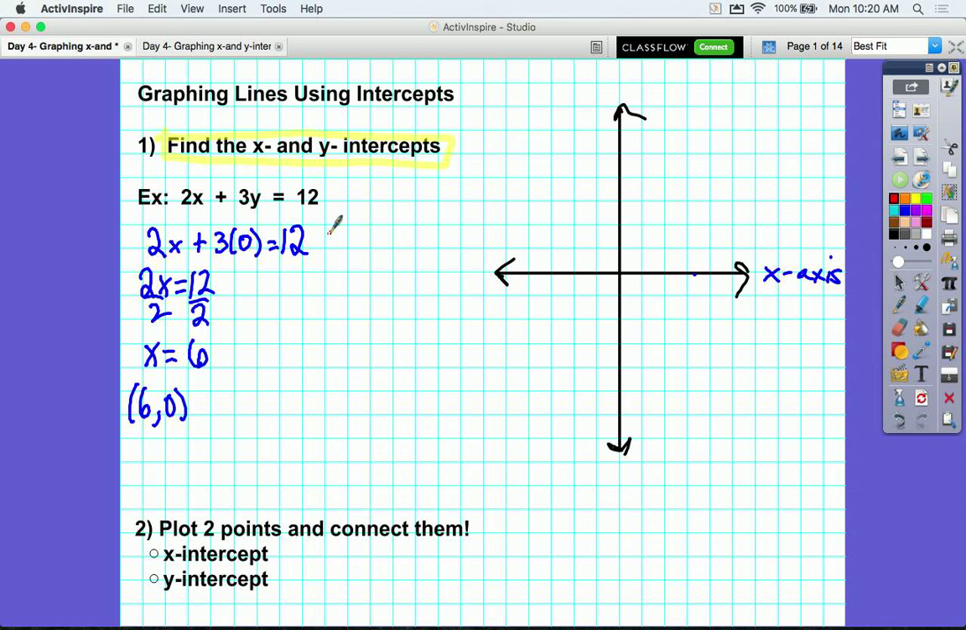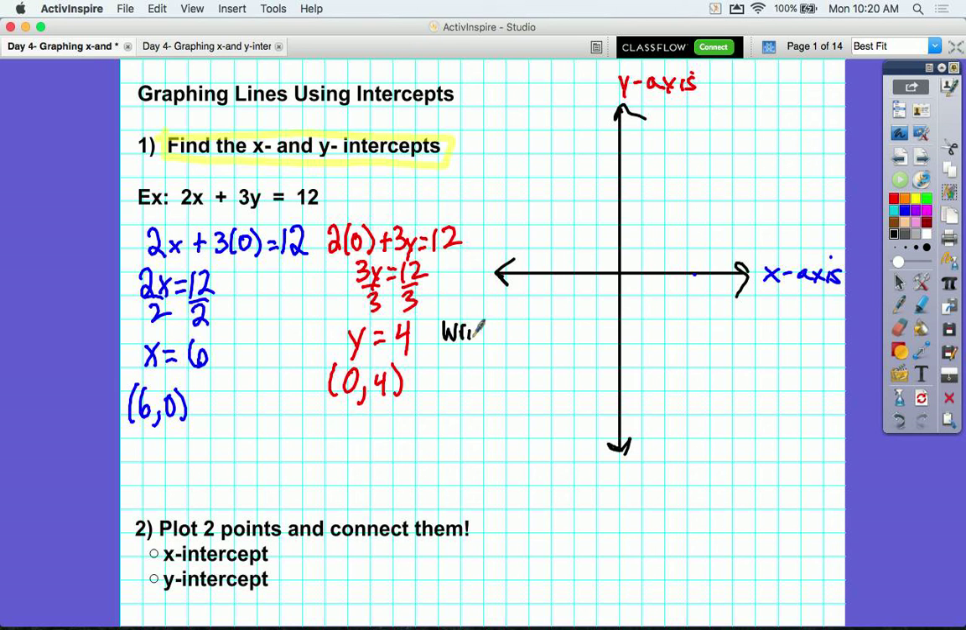Now we're ready to find our y-intercept. So here we're going to plug in a 0 for x because we know any point on the y-axis has an x value of 0. So we've got 2 times 0 plus 3y equals 12. 3y equals 12, which makes our y value 4. And again, like I said, I immediately write down the coordinates of that point. My concern is that students are going to think the wrong thing.